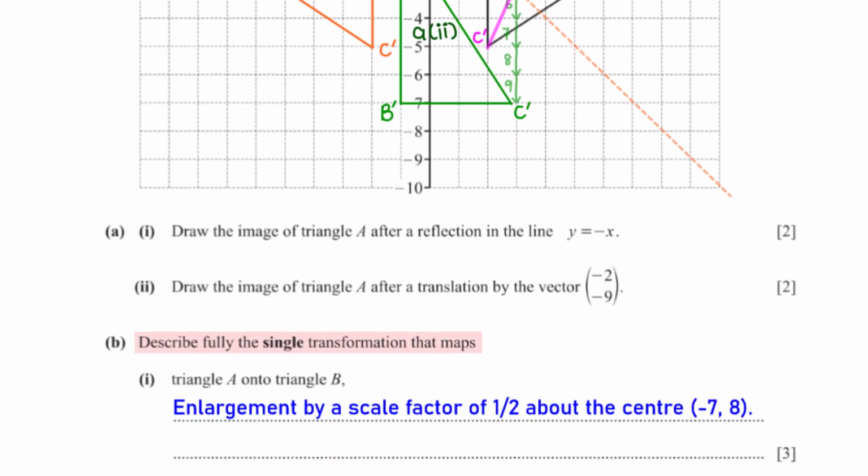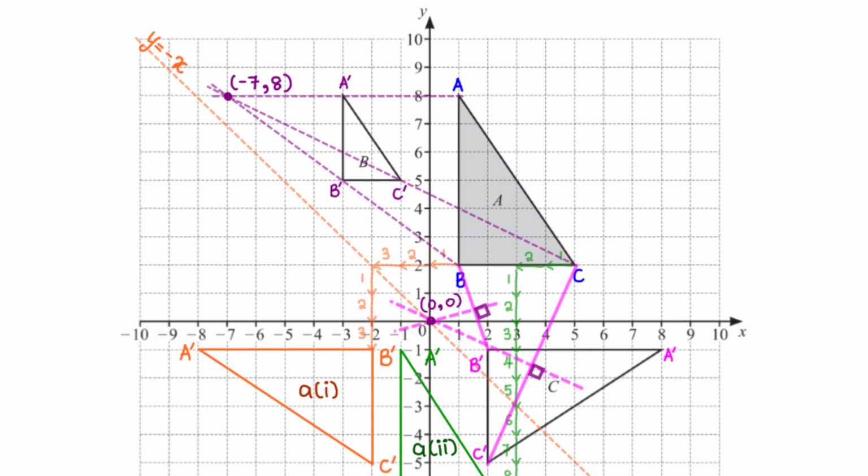Describe fully the single transformation that maps triangle A onto triangle B. When we look at triangle A and its image, triangle B, we can tell straight away that this is an enlargement by a scale factor of half. Now all we need to do is find the center of enlargement.